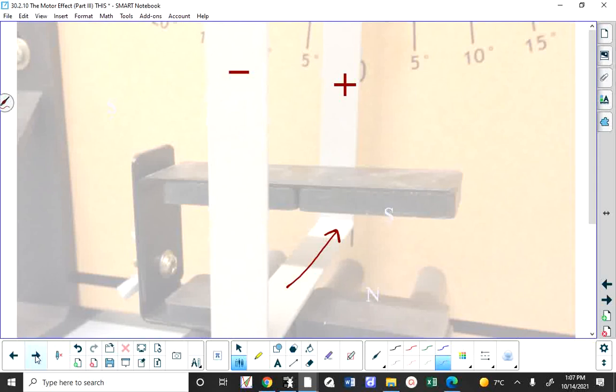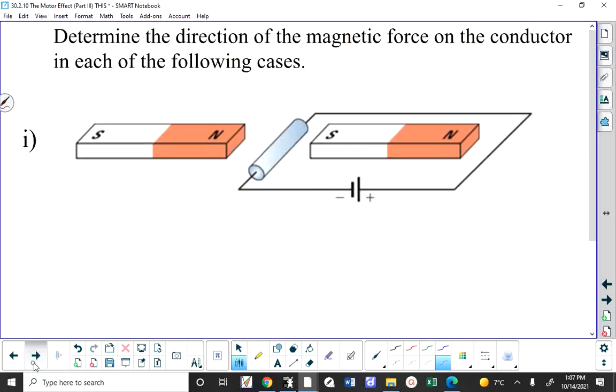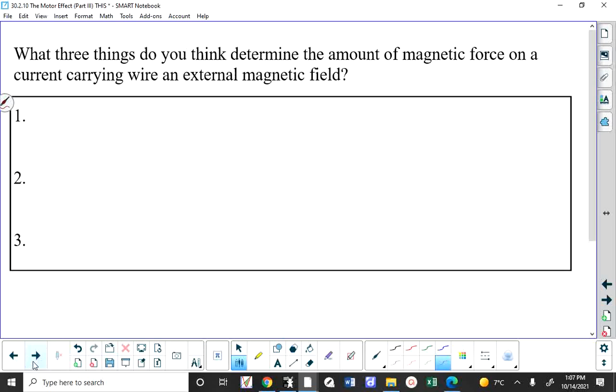So the right-hand rule works for a wire. Okay. In anticipation of a question I'm going to ask in a bit, what do you think the amount of force on that conductor depends on? In fact, we can go to this part of your note package. It says, what three things do you think determine the amount of the magnetic force? So who can come up with one?